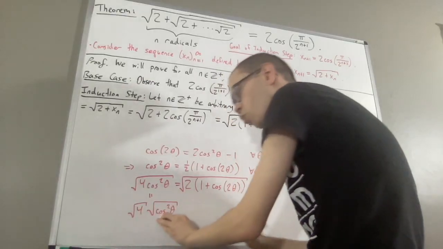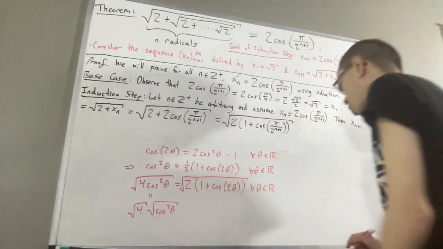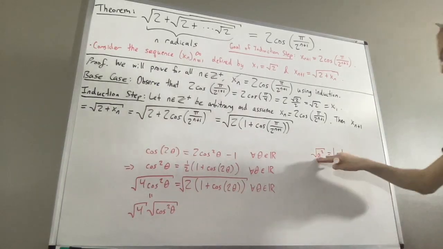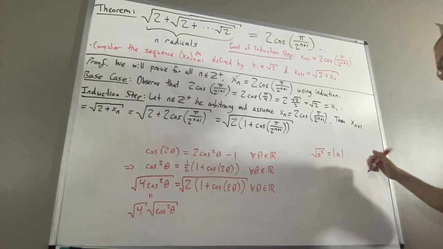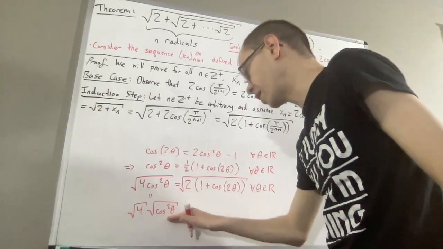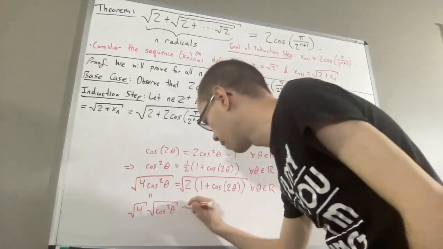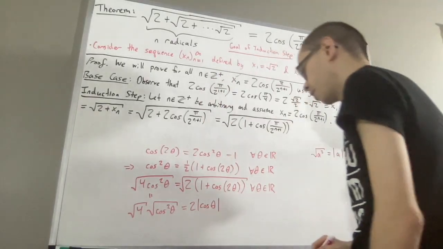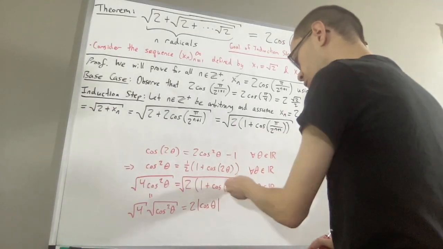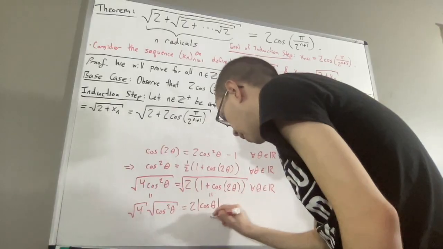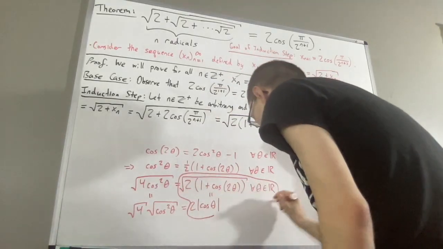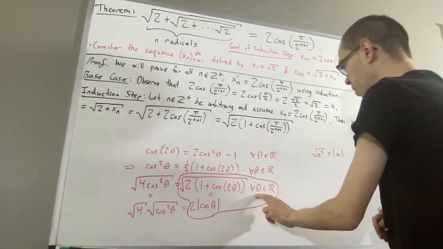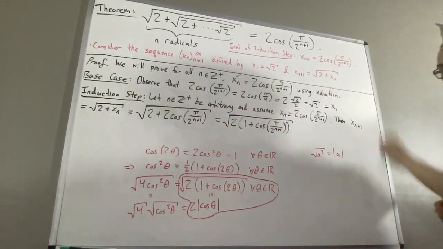And what is the square root of cosine squared theta? Well, in general, the square root of a squared is equal to the absolute value of a. This is true for every real number a. So we can apply that here. Square root of cosine squared theta is absolute value of cosine theta. So we get 2 times the absolute value of cosine theta. So what this chain of equality shows is that these guys are equal to each other for every real number theta. So we will apply theta to the real number pi over 2 to the power of n plus 2.